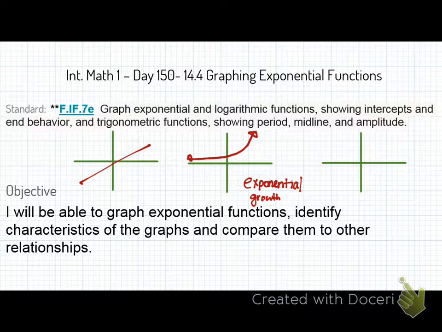Exponential decay from left to right drops very quickly, and then it drops so slowly at the end that you can't even tell that it's decreasing. This is called exponential decay. These are very, very relevant to science.